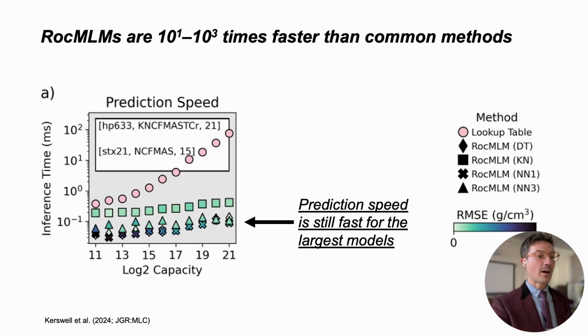This figure here shows how prediction speeds of different approaches scale with model capacity, which is a proxy for the size or the predictive capability of each approach. The white region indicates the speed of Perple_X, the pink data points for lookup tables, and the blue-green data points for machine learning models trained with different regression algorithms. The main takeaway here is that machine learning models are up to 1,000 times faster than these other approaches, and that they scale more favorably as their capacity increases.